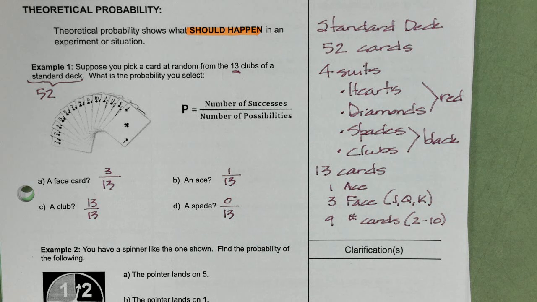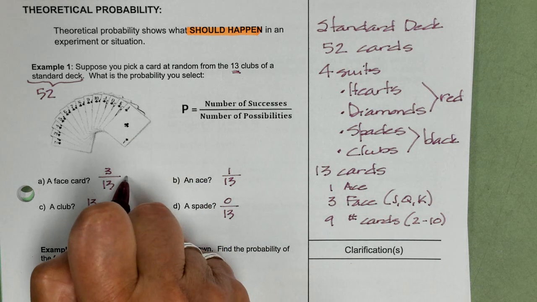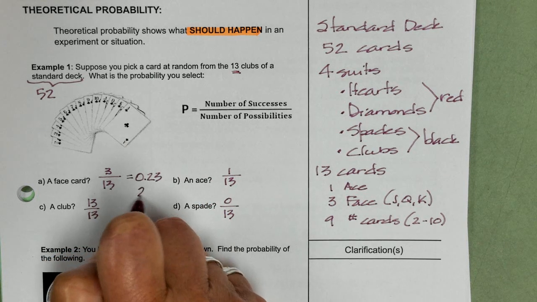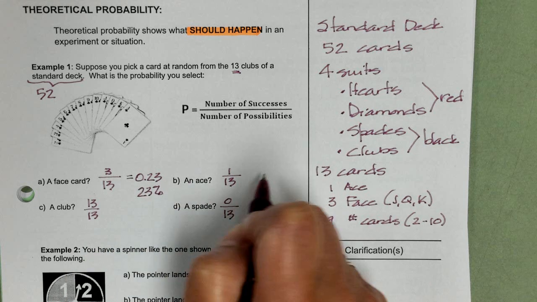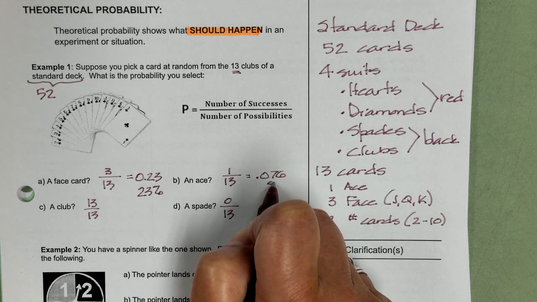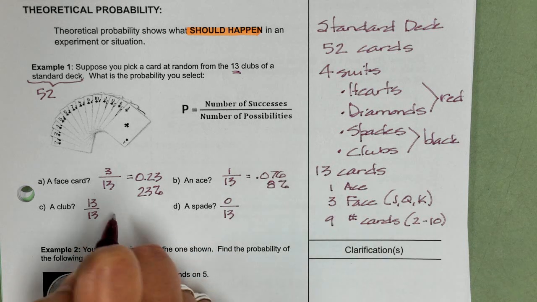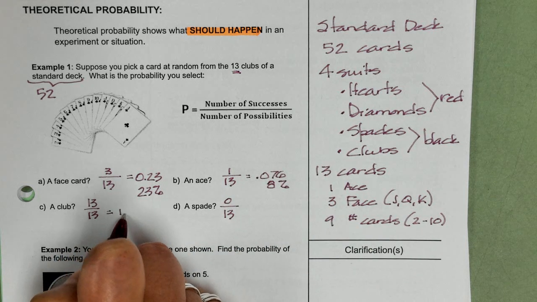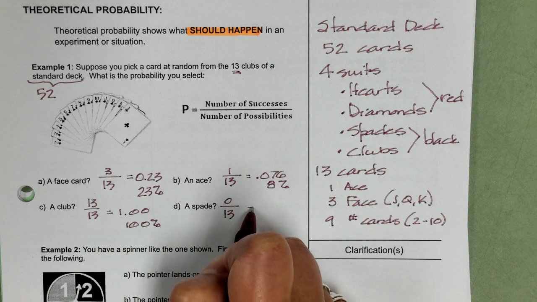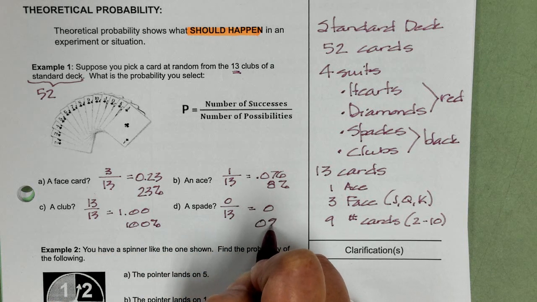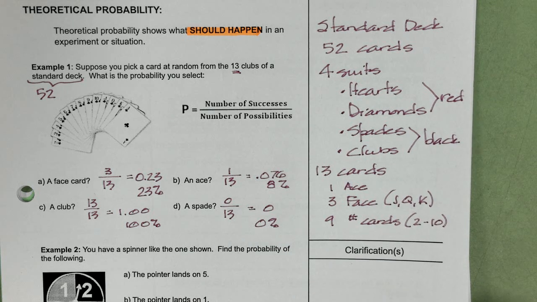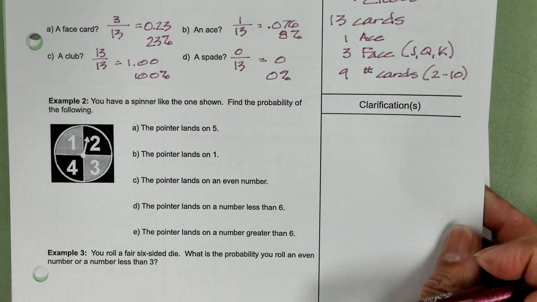Okay. And if you want to change these into decimals and then percents, this is 0.23 or 23%. This is 0.076 or 8%. This is 100%. And this is 0 or 0%. Okay? All right, moving on to another example.